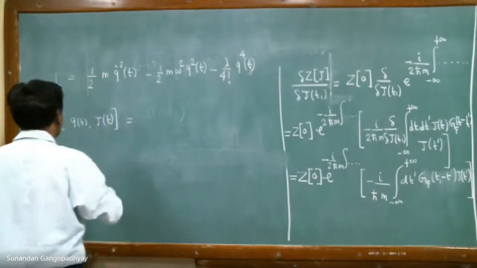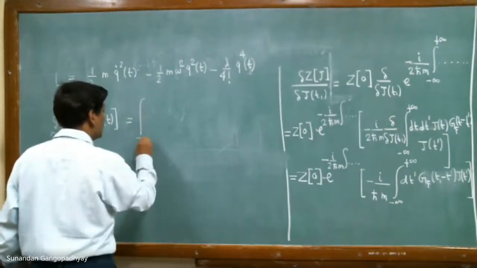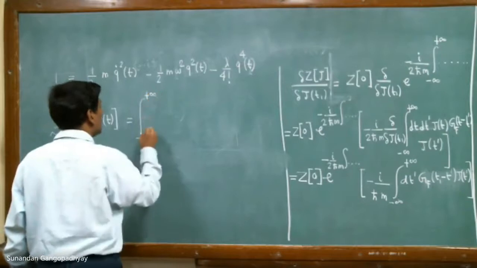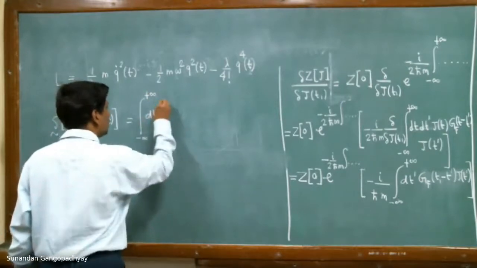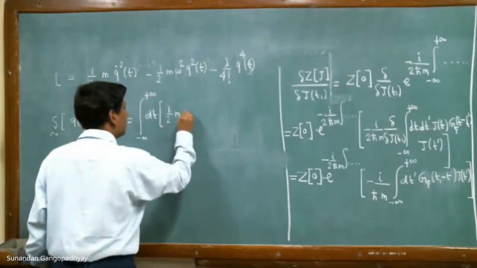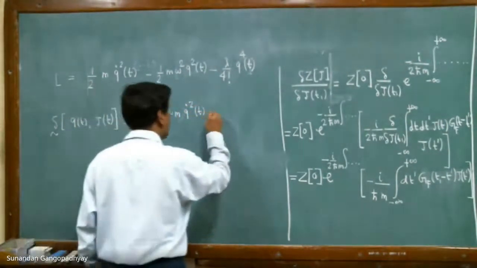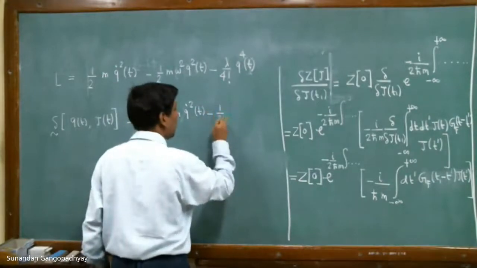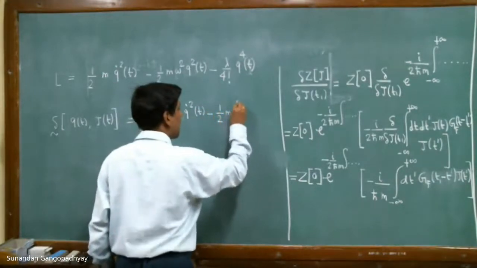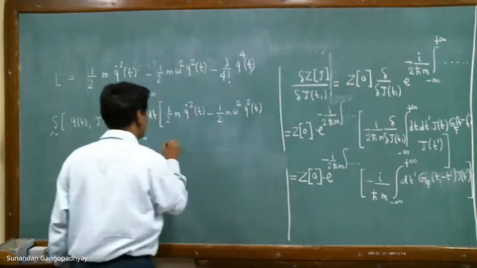And what is this? This thing is basically the integral from minus infinity to plus infinity dt of half m q dot square minus half m omega square q square, and this is the anharmonicity term.